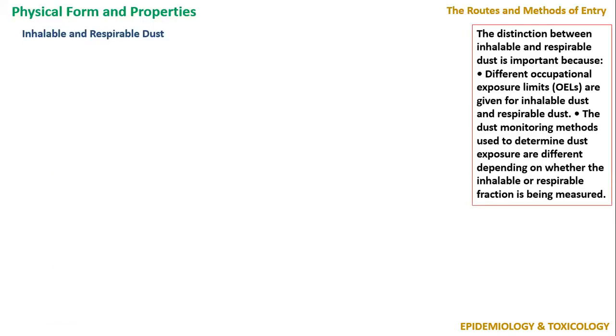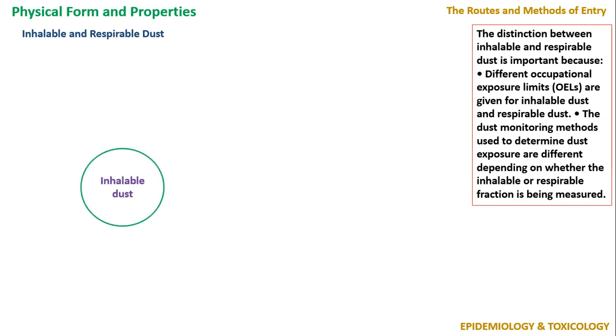Now the physical forms and properties. The next is inhalable and respirable dust. The distinction between inhalable and respirable dust is important because different occupational exposure limits are given for inhalable and respirable dust. The dust monitoring methods used to determine the dust exposure are different depending on whether it is the inhalable or respirable fraction that is being measured.